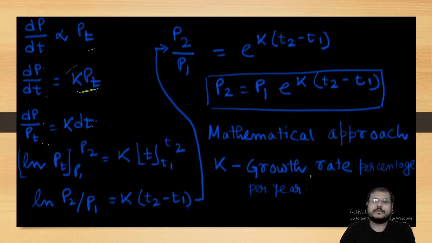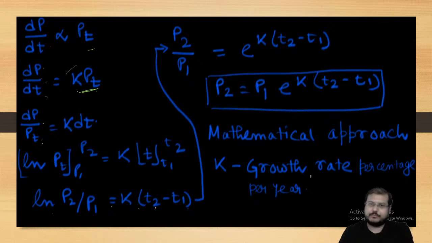And if we integrate, we are going to get ln Pt from P1 to P2, from initial population to final population, equal to K into t, from t1 to t2. So ln P2 by P1 is equal to K times (t2 minus t1), upper limit minus lower limit. So eventually P2 by P1 is equal to e to the power K (t2 minus t1). So P2 is equal to P1 multiplied by e to the power K (t2 minus t1).